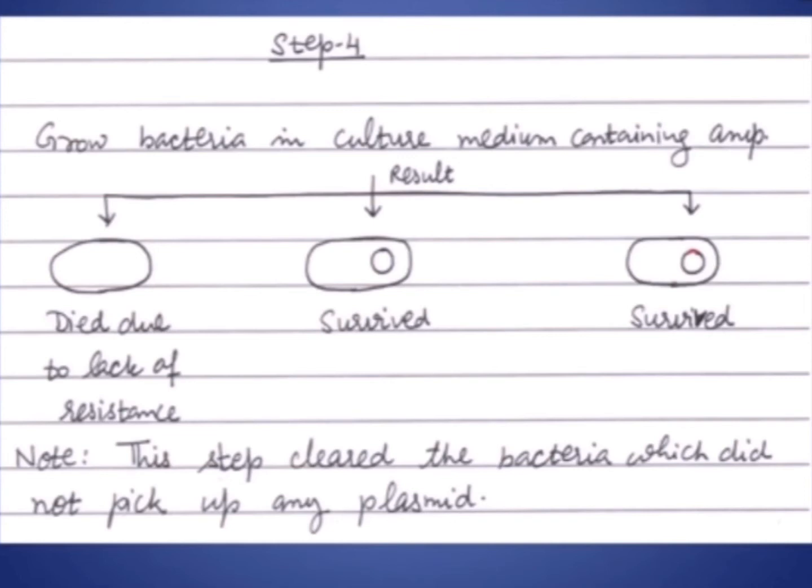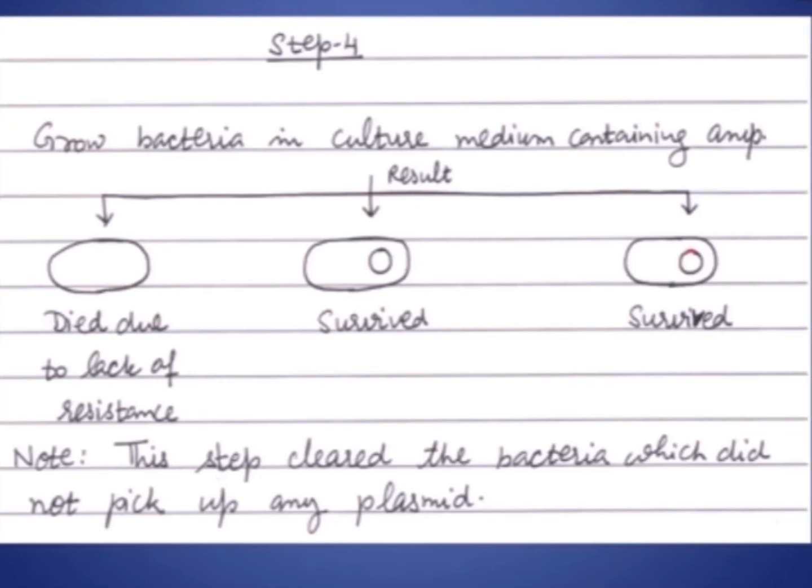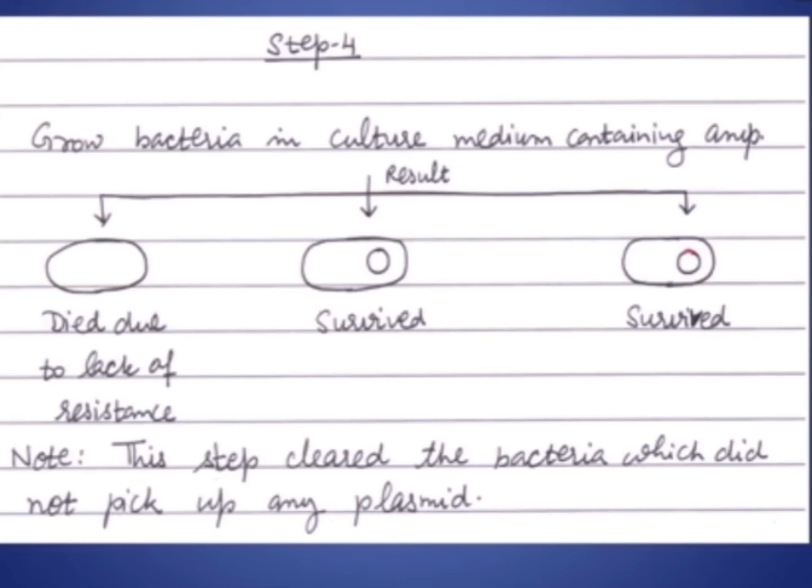First type of bacteria with no plasmid will not have any antibiotic resistance power. So definitely the first type of bacteria is going to die. Second type of bacteria which has taken non-transformed plasmid will have both the resistance power, both ampicillin as well as tetracycline gene. So obviously it is going to survive because it has that ampicillin resistance power.